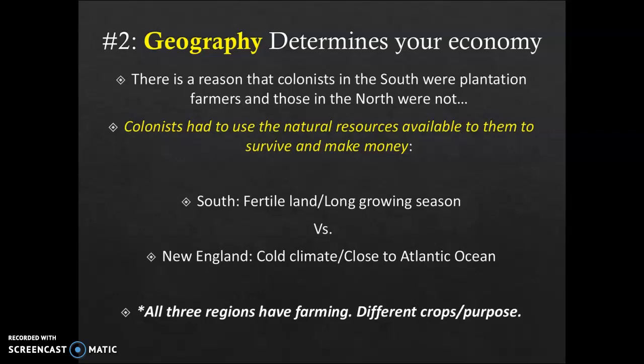They have a shorter growing season. So they have to make the best of what they have based on their geography, based on their climate. It's worth noting here at the bottom, all three regions have farming. You may see something about this on a quiz or test and some other materials. It'll ask you which regions had farming. They all had farming, but they had different crops and they served different purposes.